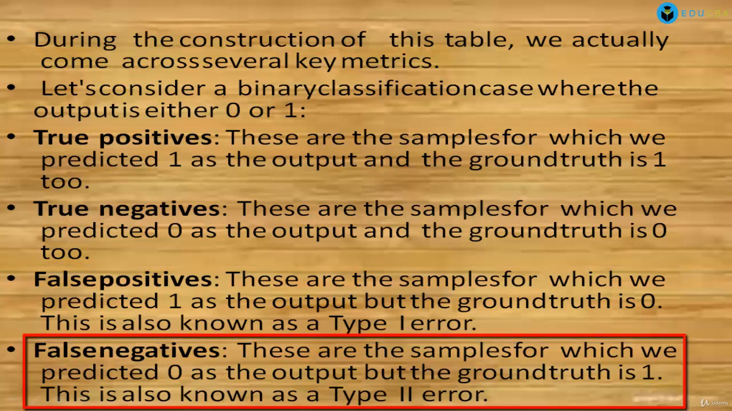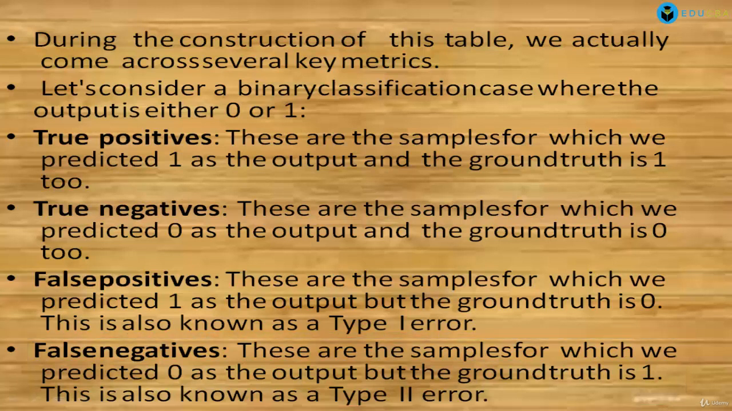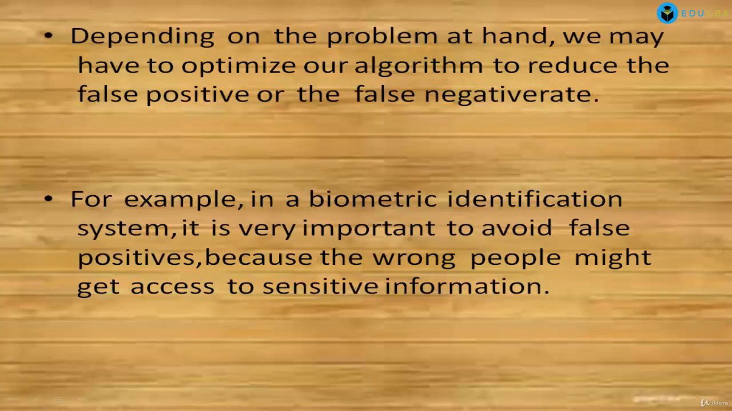Next is your false negative. These are those samples for which we predicted 0 as the output but the ground truth is 1, and that's why its name is false negative, because you are getting 0 but the ground truth is 1. This is also known as type 2 error. So these will be your 4 different cases when the output is either 0 or 1, and that is actually representing your confusion matrix.